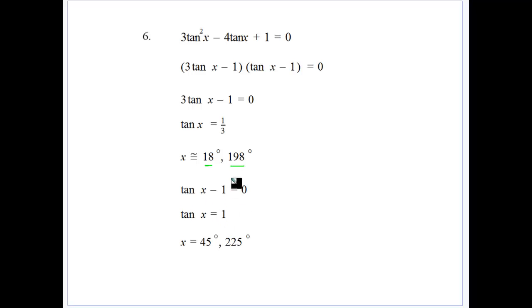Tan of x is equal to 1 from the second bracket. So again, related angle will be 45, and tan's also positive in the third quadrant, which gives us 225 when we add 45 to 180 degrees.